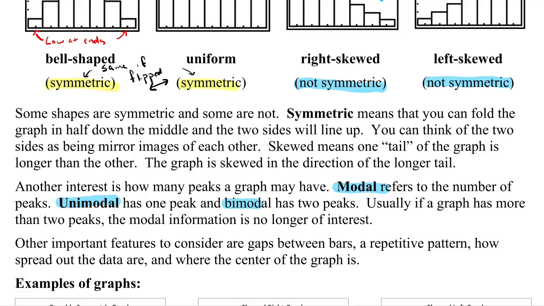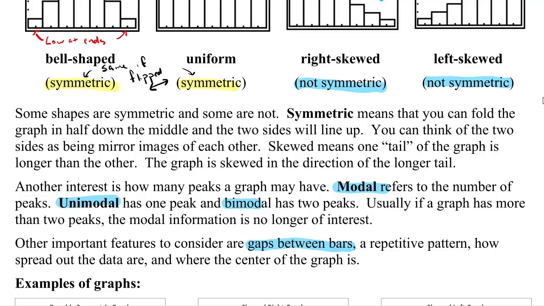We might notice a repetitive pattern, we might notice how spread out the data are, but the last thing we're going to really pay attention to are gaps between bars. So in the examples that we've already seen, there was a gap. And when we see a gap in a histogram, we're going to want to call attention to it.